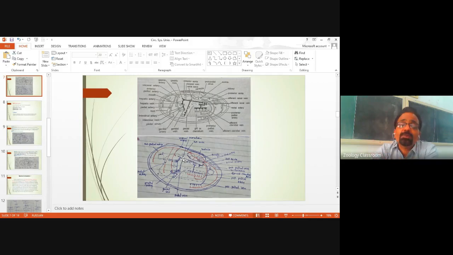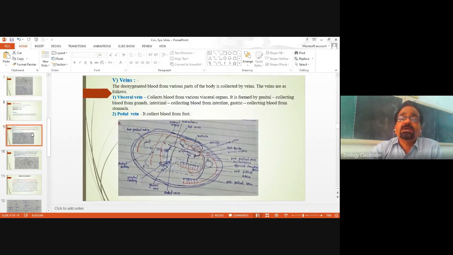It is actually formed by the union of different types of veins which are collecting blood from different organs. So by the union of all these veins, finally the visceral vein is formed. Let's see one by one how these veins are formed. The visceral vein collects blood from the various visceral organs. Now, which are these different organs?